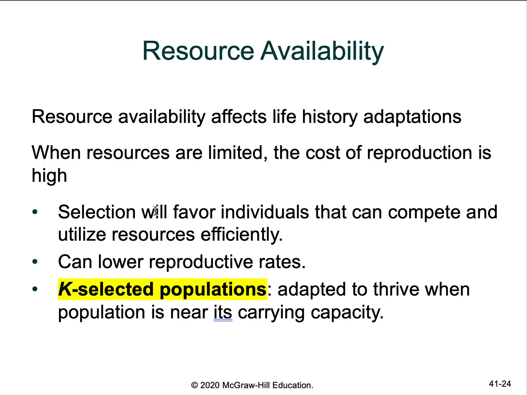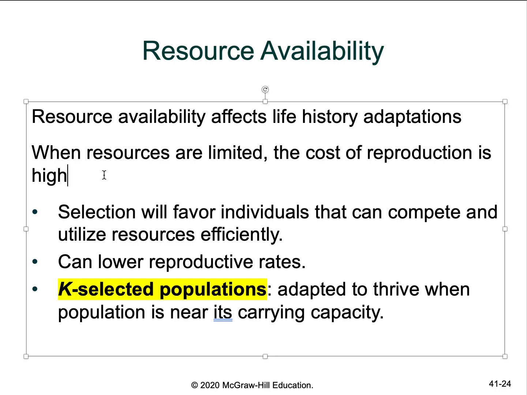Selection will favor individuals that can compete. Resource availability: when resources are limited, the cost of reproduction is high. Okay, let's talk about that. So when resources are limited, the cost of reproduction is high. This is saying that you cannot have as many young if you have limited resources. So if you are in an area with limited food or limited space, you're not going to be reproducing as much. These types of animals are typically larger.